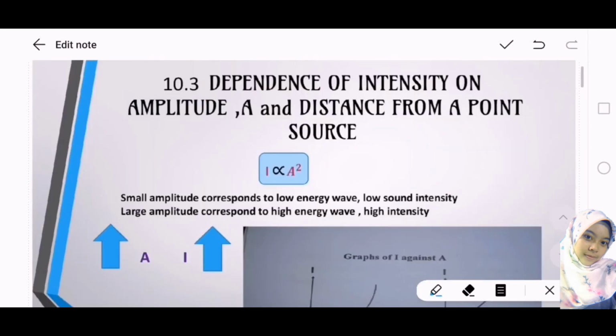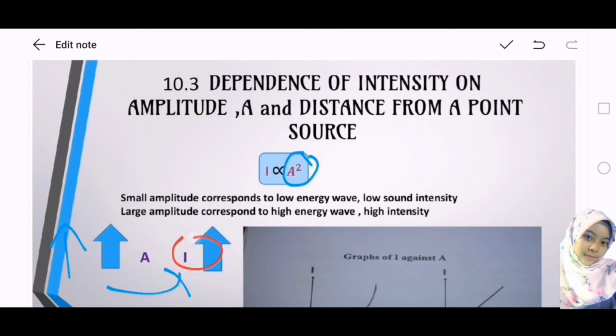Next, we will proceed to 10.3b, dependence of intensity on amplitude and distance from a point source. The intensity of sound is proportional to A squared, where A squared represents amplitude squared. So that means a higher A will produce a higher I. A small amplitude corresponds to a low energy wave and will produce a low sound intensity, while a large amplitude corresponds to a high energy wave and will produce high intensity.